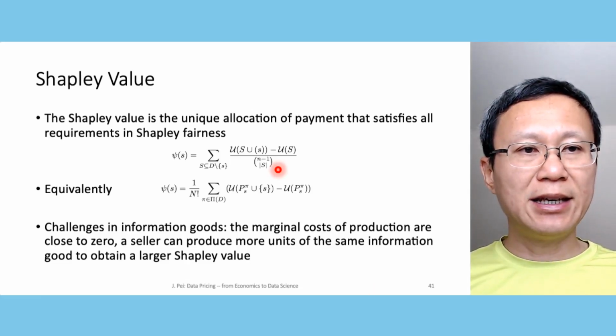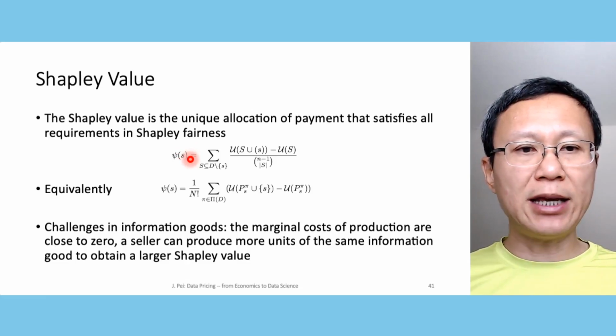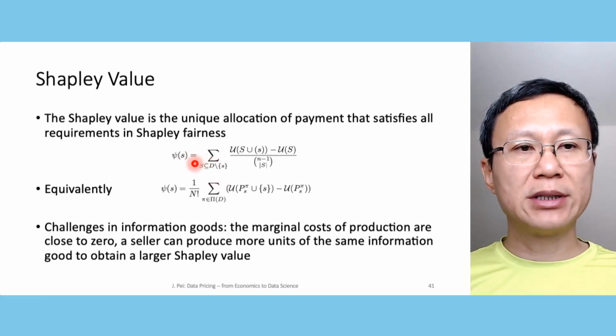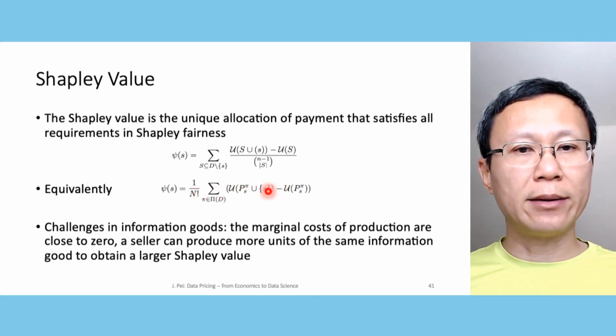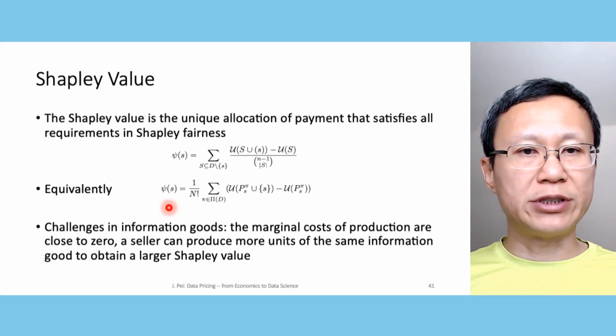As you can see in this formula, essentially, the Shapley value of this small s is the expectation, over all possible subsets big S in this D, of the contribution of s in utility. So equivalently, this equation can be rewritten in the following way, where pi is a permutation of all sellers and the subset is the set of sellers preceding s in pi.